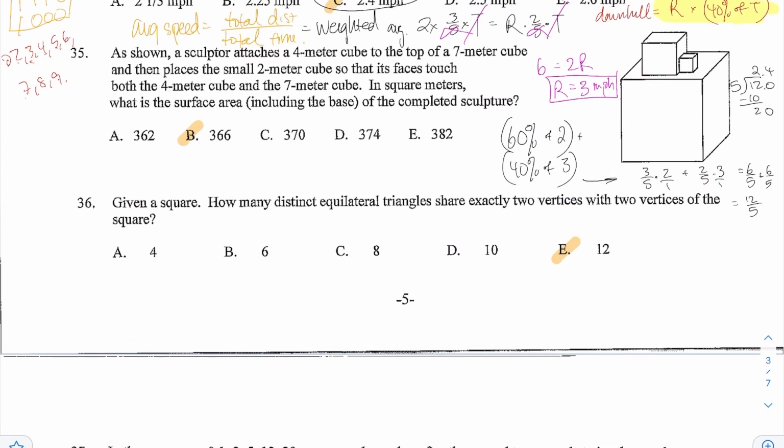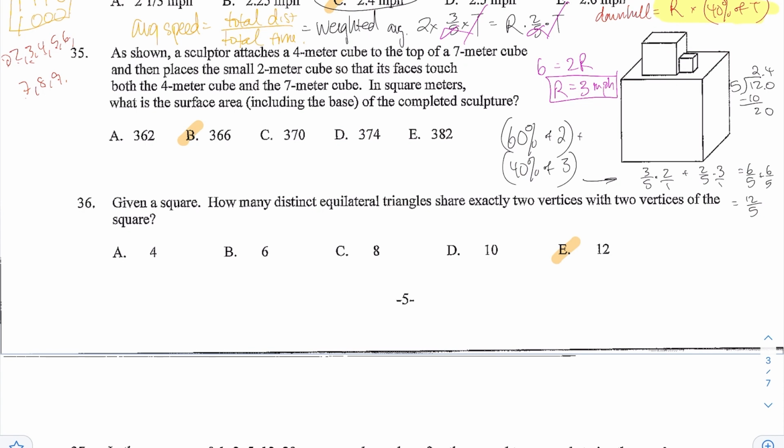All right, next for number 35, as shown, a sculptor attaches a 4-meter cube to the top of the 7-meter cube and then places the small 2-meter cube so that the faces touch both the 4 and the 7-meter cube. In square meters, what is the surface area, including the base, of the completed sculpture?